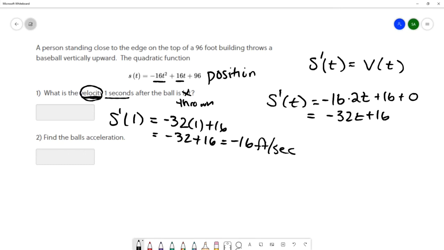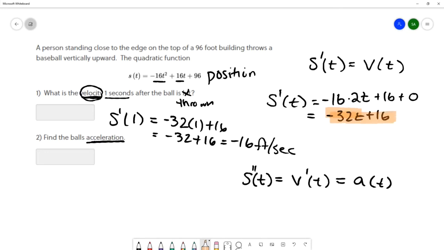Now in the next part, we want to find the acceleration of the ball. And we can find the acceleration of the ball by calculating the derivative of velocity, and that will be the second derivative of the position function. So when we calculate the second derivative of the position function, that would be the first derivative of the velocity function, that's going to give us acceleration. So we need to calculate the second derivative. We've already got the first derivative here. We'll calculate the second derivative of the position function.